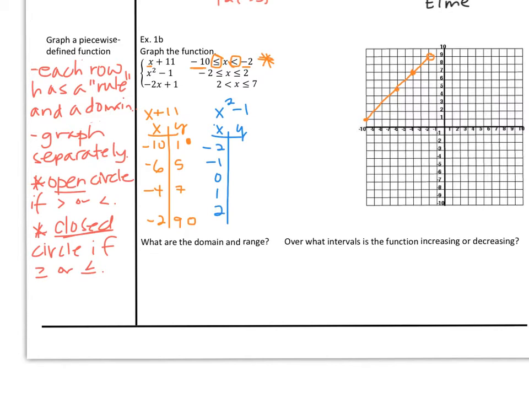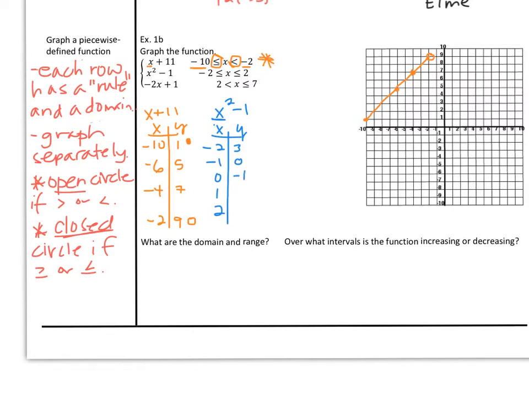In order of operations, we're going to square that number first, then subtract 1. So be careful here. Negative 2 squared is 4. 4 minus 1 is 3. Negative 1 squared is 1. Minus 1 is 0. 0 squared is 0. Minus 1 is negative 1.